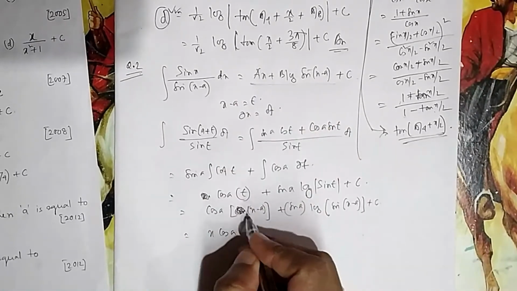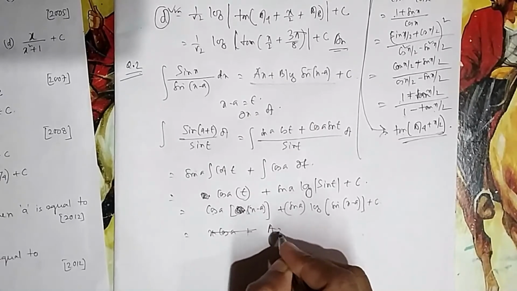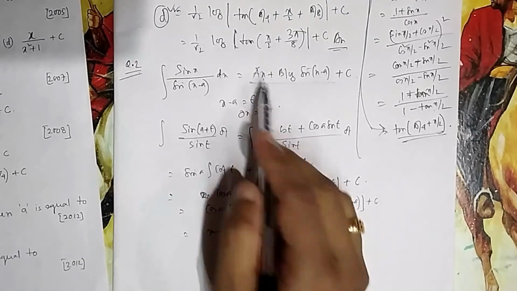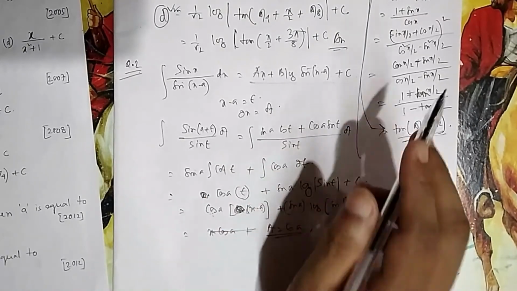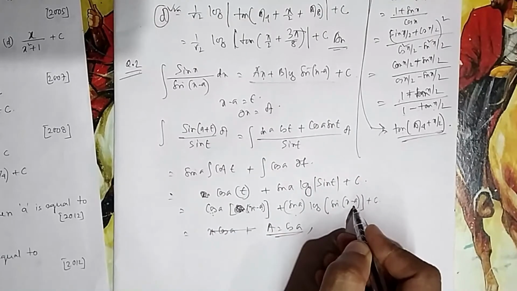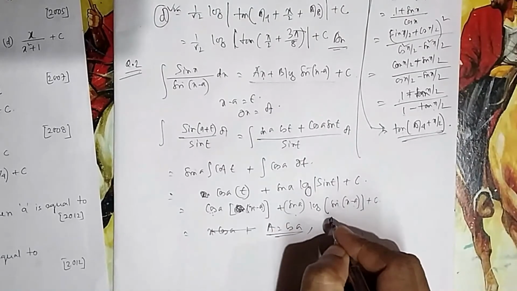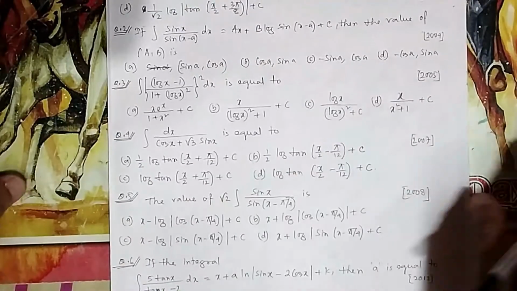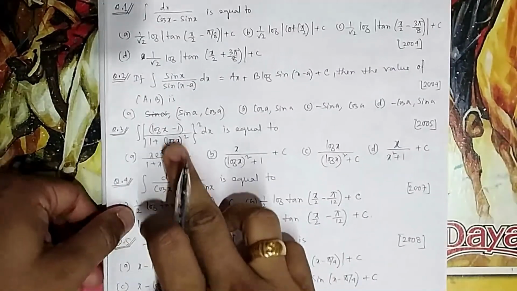I am taking in this format. So the coefficient of x is cos a. So you can directly write a equal to cos a. No need to write anything else, from here only you can answer. The coefficient of x will be cos a. This minus a into cos a will go to the constant. And then b log sin (x minus a). So obviously b is equal to sin a. So that is your answer. That is option B.